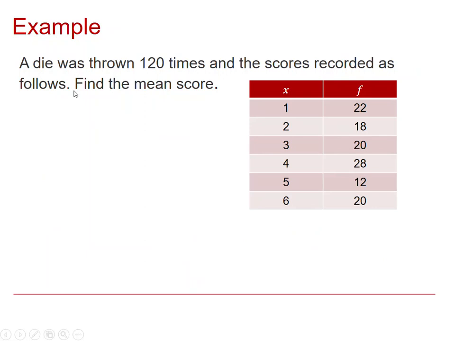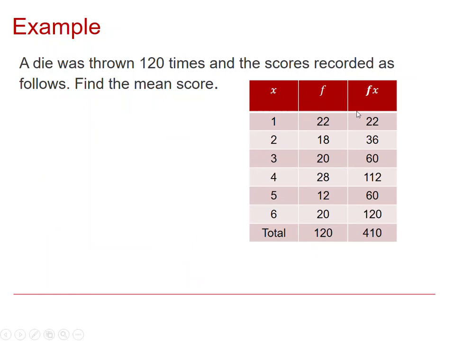So here we have thrown a dice 120 times and recorded the scores. Here the number 1 has been thrown 22 times, the number 2 18 times, and so on. The first thing we need to do is multiply these two numbers together. This gives us the following numbers: the frequency times x. We've also added up both of those values to give us sigma fx and also sigma f. Calculating the mean then gives us 3.42.